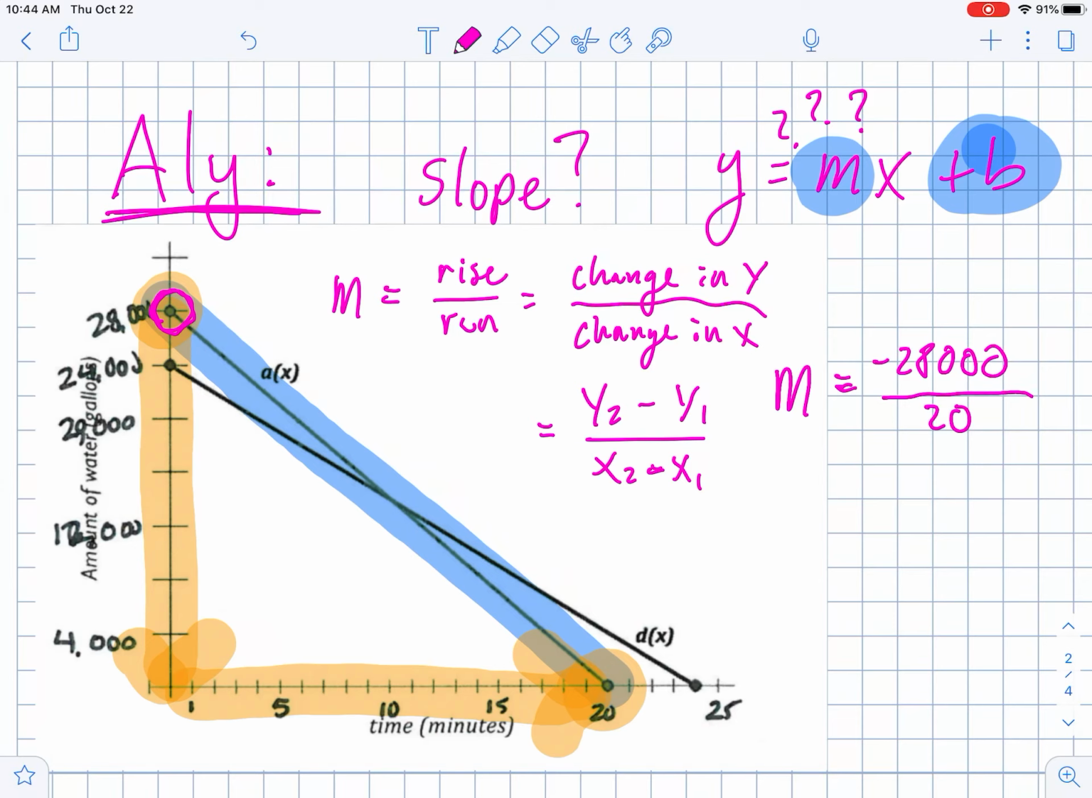But this is not a fully reduced fraction. At this point, you could grab a calculator if you want, or there are some reducing tricks you could do. But I'm fine if we just calculate it. 28,000 divided by 20 is negative 1,400. Oh, duh, because 2 goes into 28 14 times. So the slope is negative 1,400, which means her pool is losing 1,400 gallons per minute.